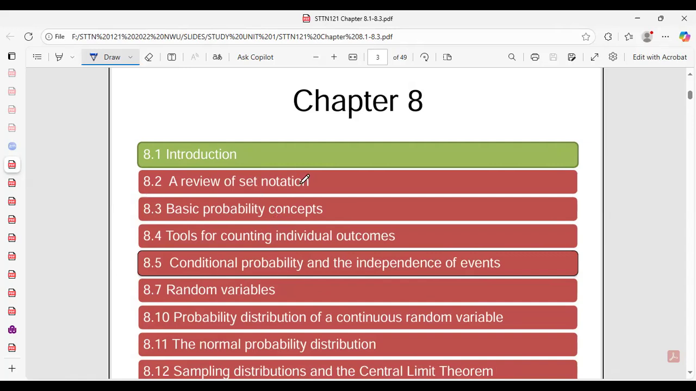So now we're going to check the review of the set notation, the basic probability concepts, the tools for counting individual outcomes, the permutations, the combinations, the conditional probability, and also the independence of events. After doing those study units, I will open at least one or two question papers and explain them.